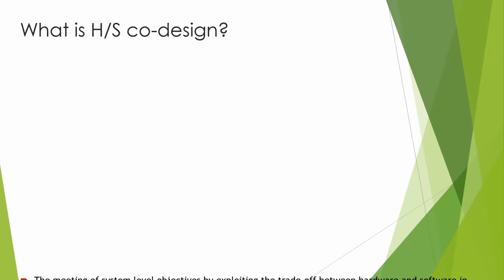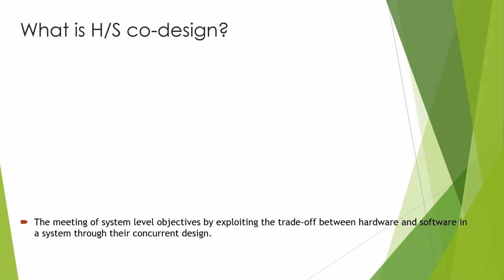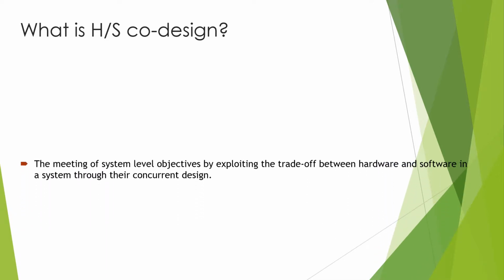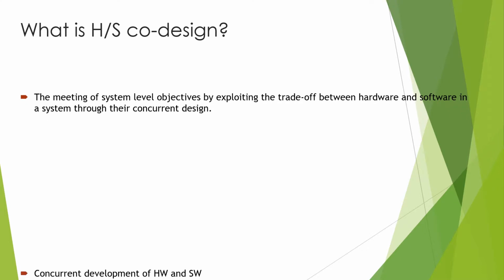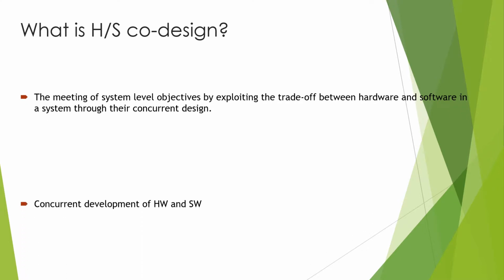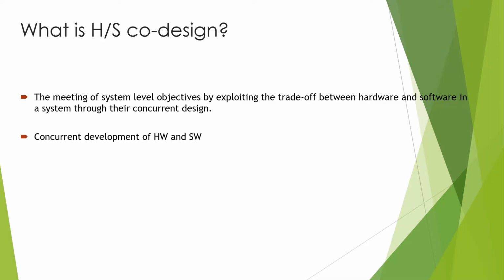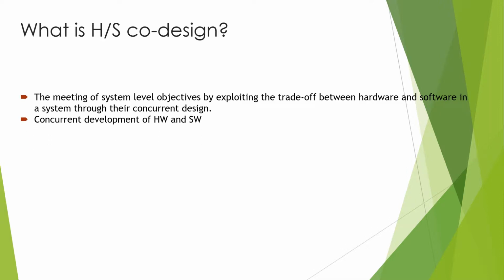What is hardware software co-design? The meeting of system-level objectives by exploiting the trade-off between hardware and software in a system through their concurrent design is known as hardware-software co-design. It helps in the concurrent development of the hardware and software and in the integrated system.